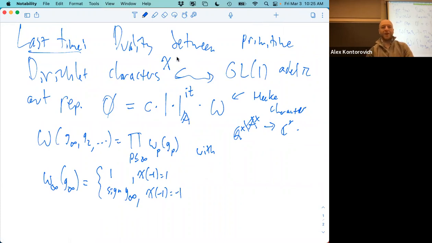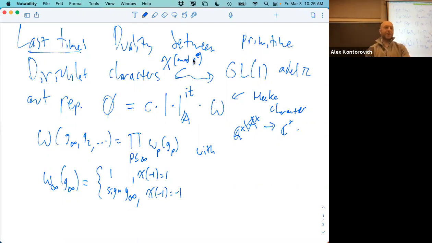Let's say the character is mod. This is kind of weird. If chi of -1 is -1, the sign might be 1, right? The sign could be, yes, if G is in the positive reals. So it's not really making the match necessarily. You'll see.